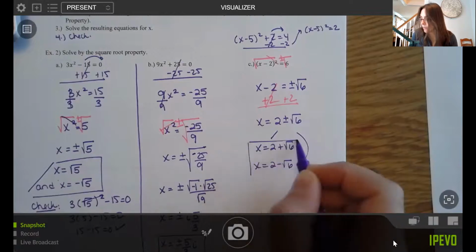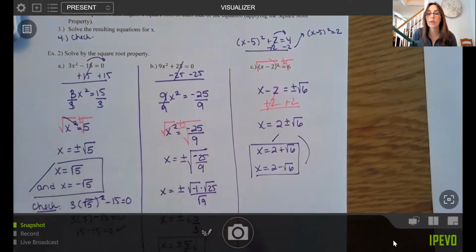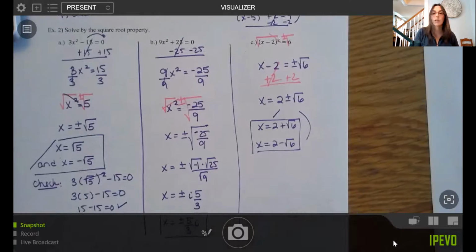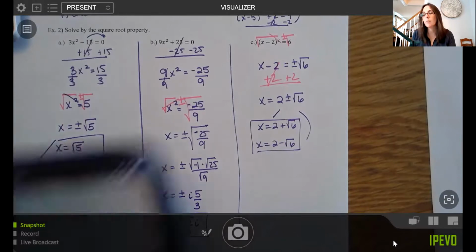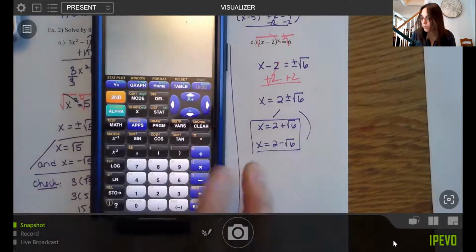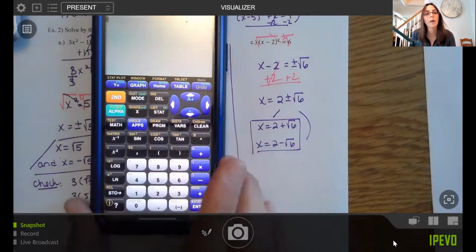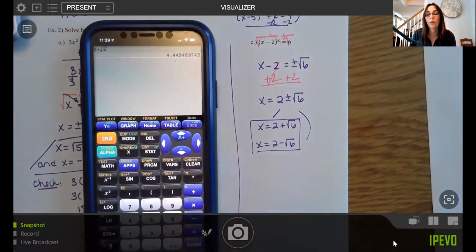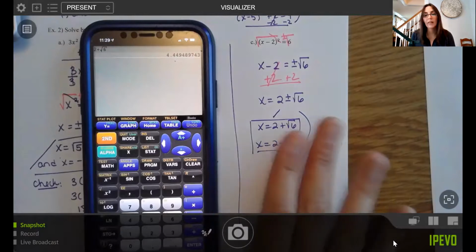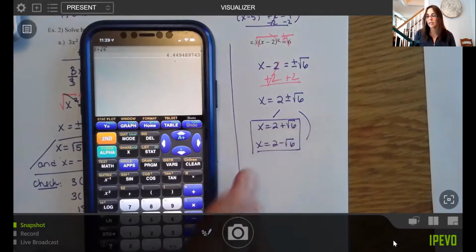And I'm not going to bring up the graph again here, but these are both real numbers. I know they look kind of messy, but they are real numbers. So you would see two x-intercepts on your graph. Okay. So if I type in 2 plus the square root of 6, you get the number about 4.449. It's a real number. It just looks a little bit messy. So usually we leave it in the root form unless the question says otherwise.